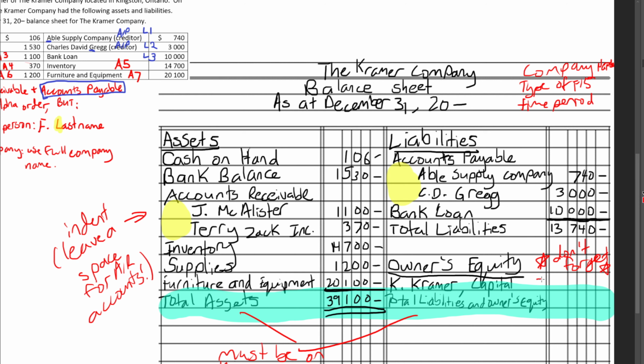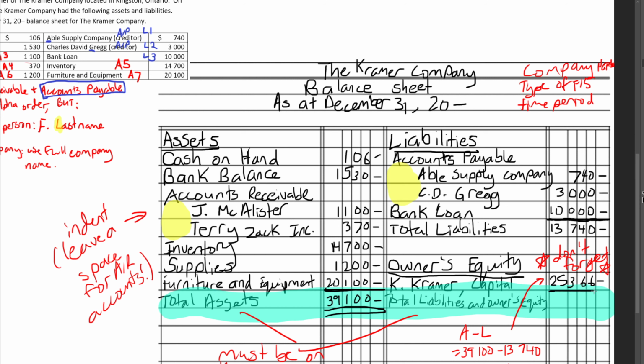I'm just going to draw an arrow here. This is assets minus liabilities. So in this case, that's equal to your 39,100, subtract the total liabilities of 13,740. And you should have ended up with 25,366. So I'm going to write that number in, 25,366 and no cents.